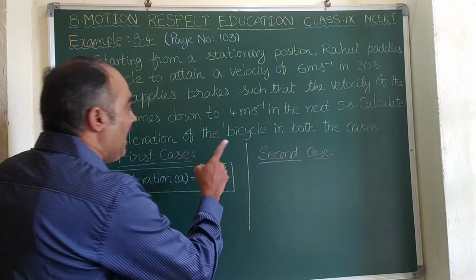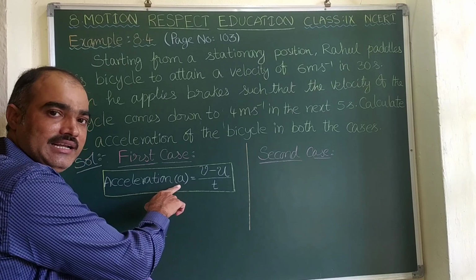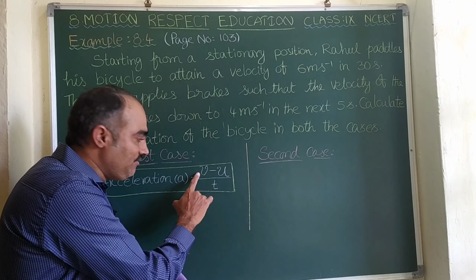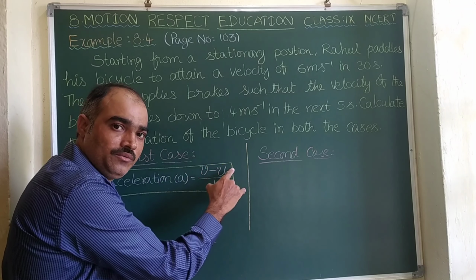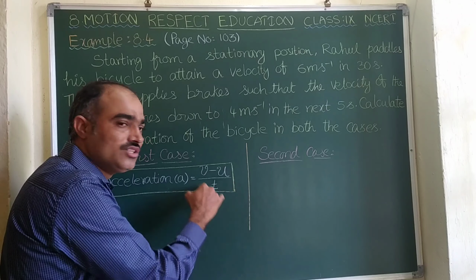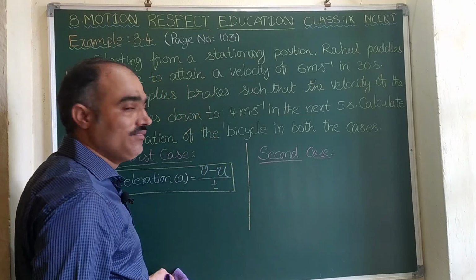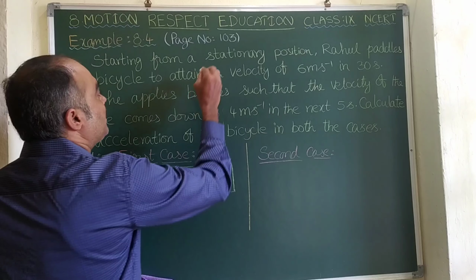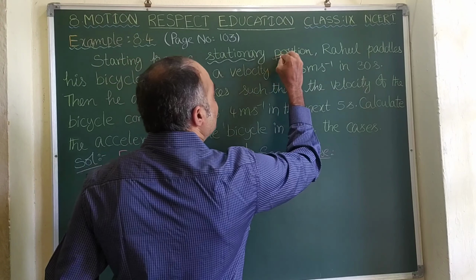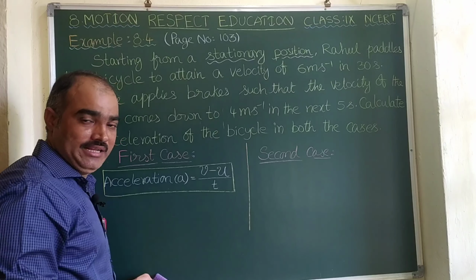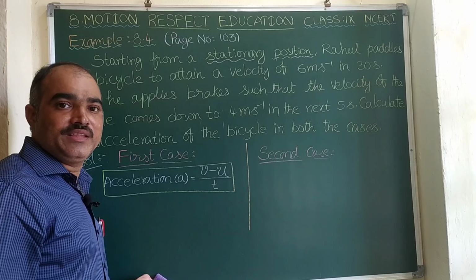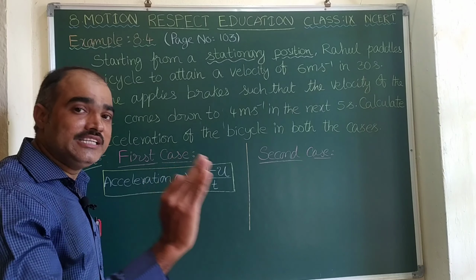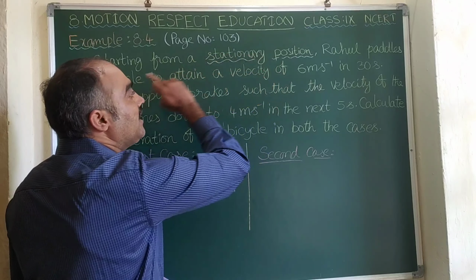What is required here? As we are asked to find the acceleration, we need to find a. So we need final velocity v, initial velocity u, and the time taken. These three values are to be given in the question. Let us check whether they have been given or not. Starting from a stationary position. This is very, very important. If any object starts from a stationary position, it means it starts from rest. When an object is starting from rest, its initial velocity is 0. That is what we need to understand from the first line of the question.